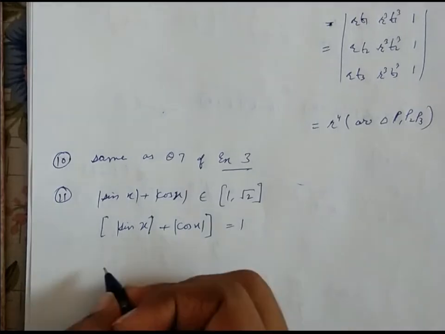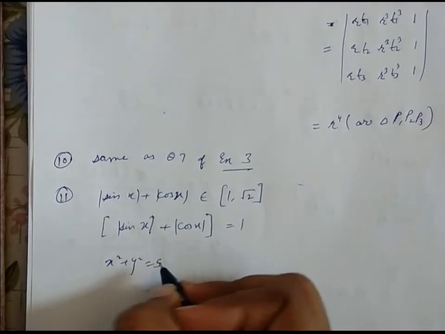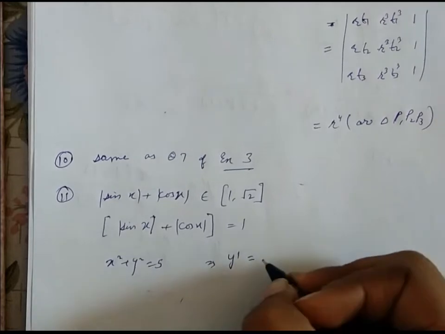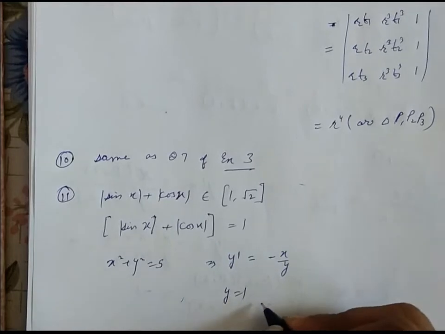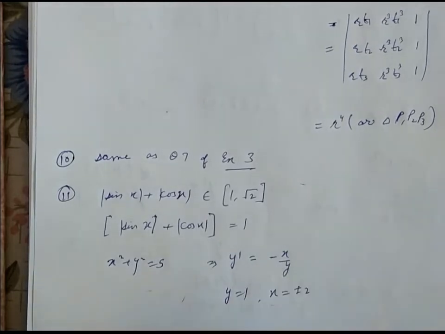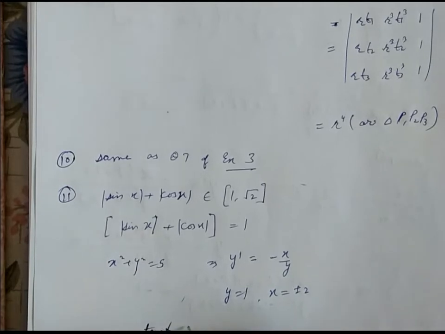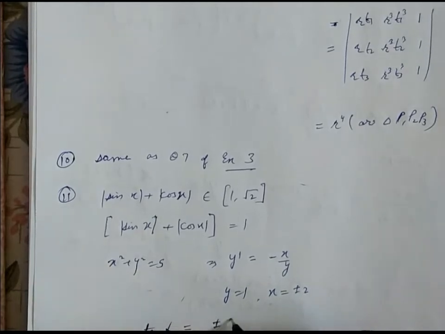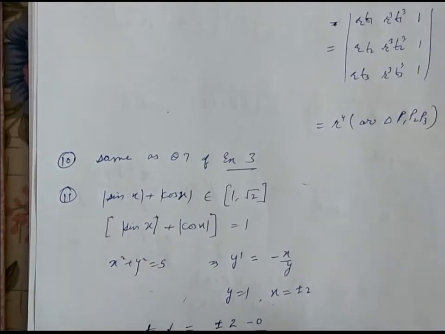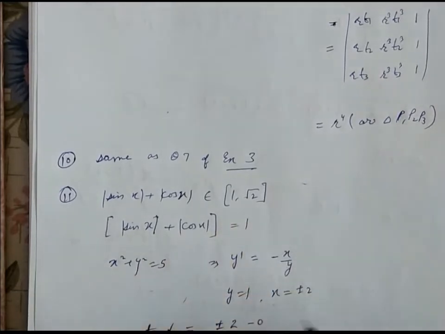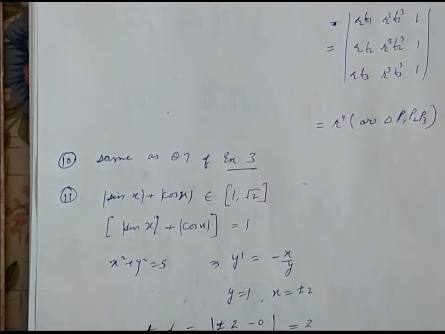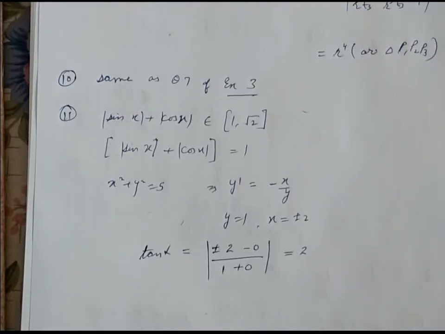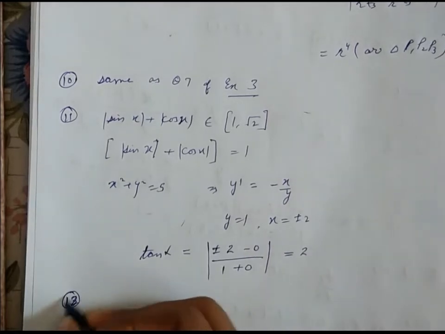Now for the circle, since x square plus y square is equal to 5, we will calculate y dash first. So y dash comes out to be minus x upon y, and for y equal to 1, x is equal to plus minus 2. So tan alpha would be equal to plus minus 2 minus 0 upon 1 plus 0. Slope for this would be equal to 0. Mod is equal to 2. Hence the angle of intersection would be equal to tan inverse 2. Moving on to the next question, question number 12.